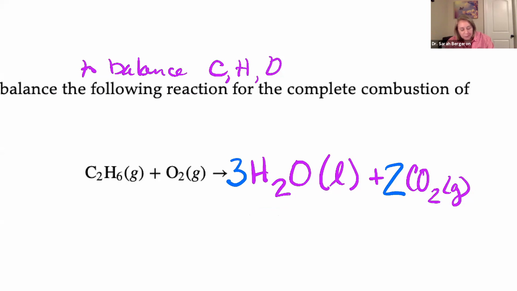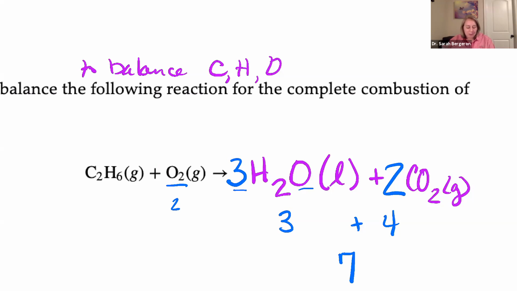Now, I need to look at my oxygens. On this side, I have 2. On this side, I have 3 plus 2 times 2 is 4. 3 plus 4 is 7. You have to use whole number coefficients. There's no way that I can put a whole number in front of my O2 right here and get the number 7. So what you do if that happens is you just take everything and multiply it by 2.